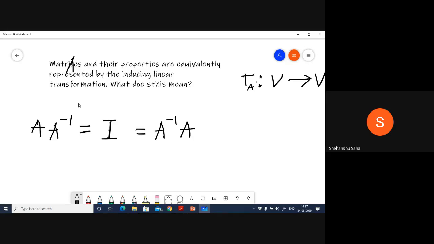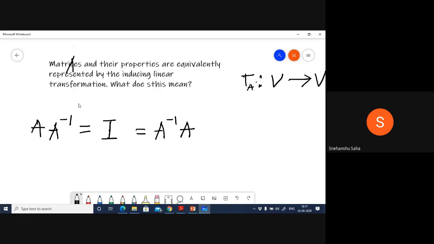Now, you also know that an identity matrix is nothing but the element 1 along the principal diagonal of that matrix, and everything else is 0. The same applies to an identity linear transformation. Whichever terminology you are familiar with earlier, we're going to replace those terminologies by the equivalent terminologies in linear transformation. So an identity matrix will be replaced by an identity linear transformation.